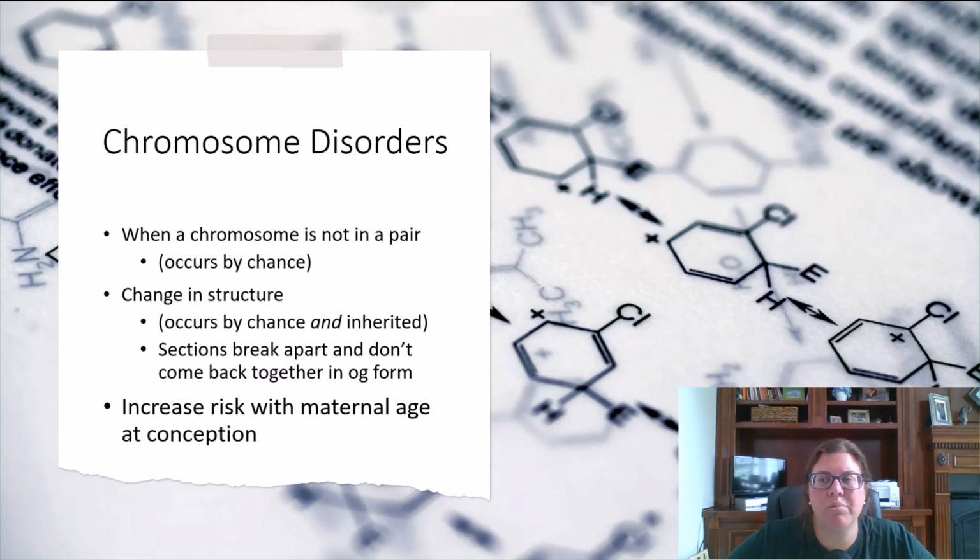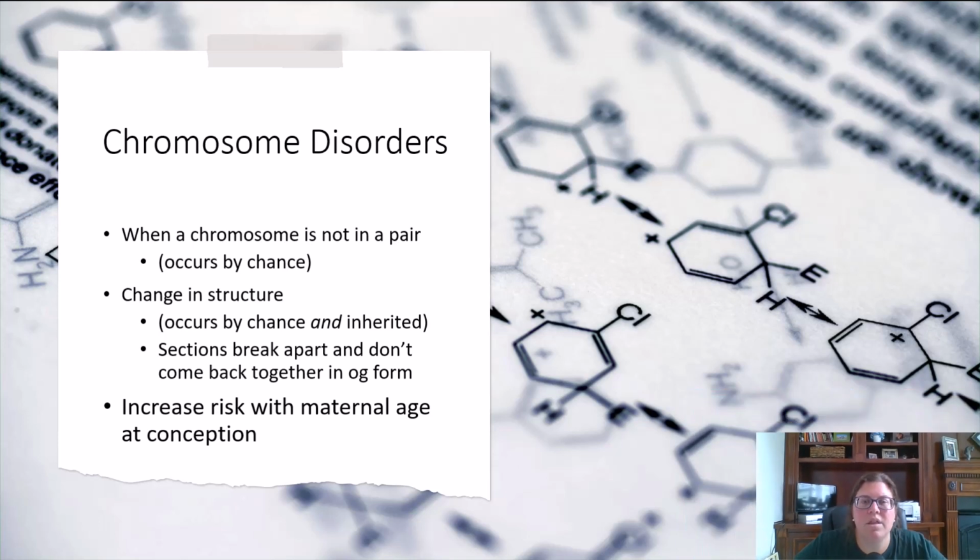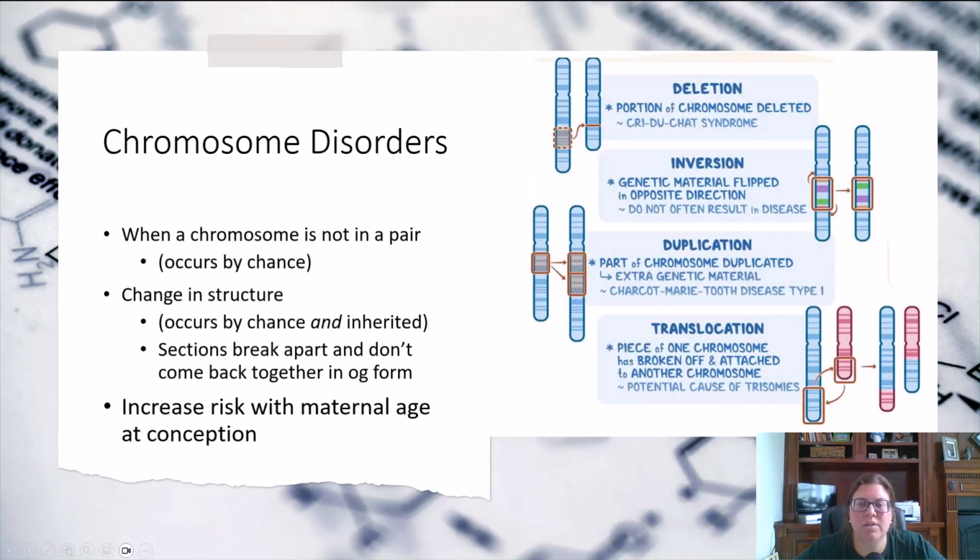When a chromosome is not in a pair, this can only occur by chance. However, when changes in a DNA structure occur, this can either be by chance or through inheritance. Changes in the structure occur when sections break apart and don't come back together in the original form. There are 4 main types of structural chromosomal mutations: deletion, duplication, inversion, and translocation.